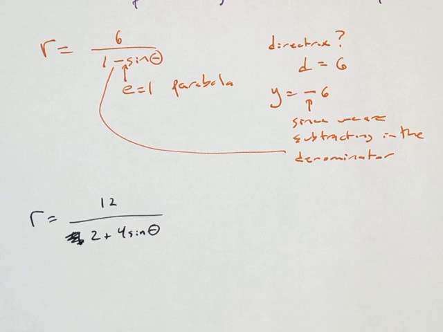Same starting question. What's our eccentricity? What kind of conic section do we have?